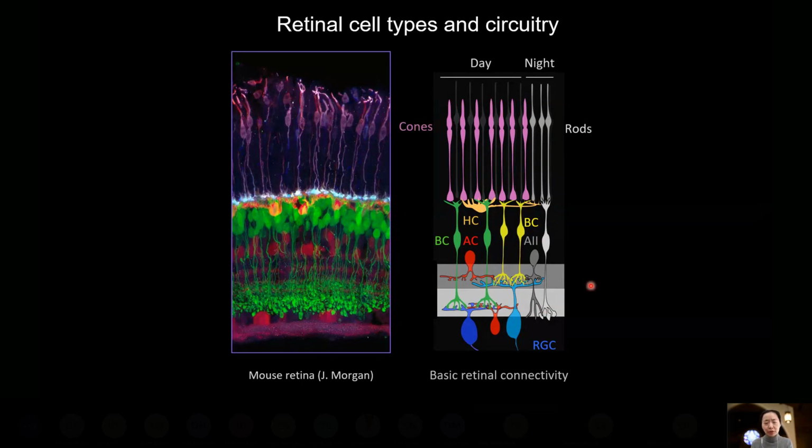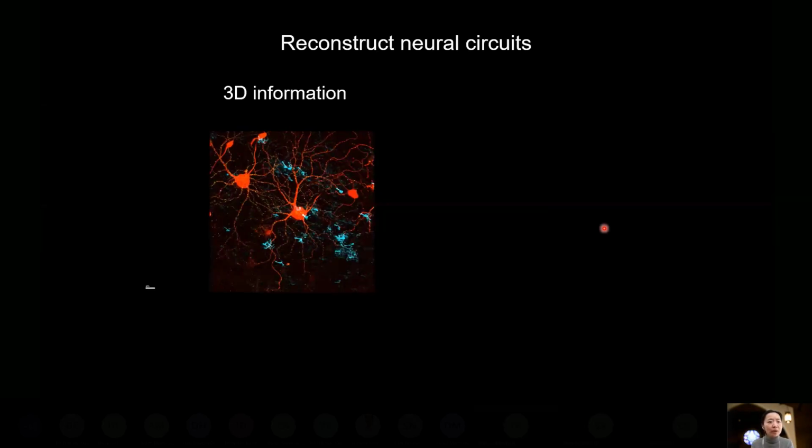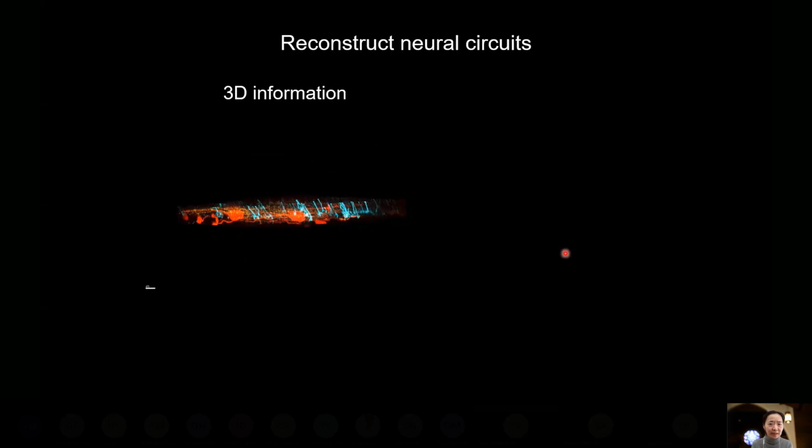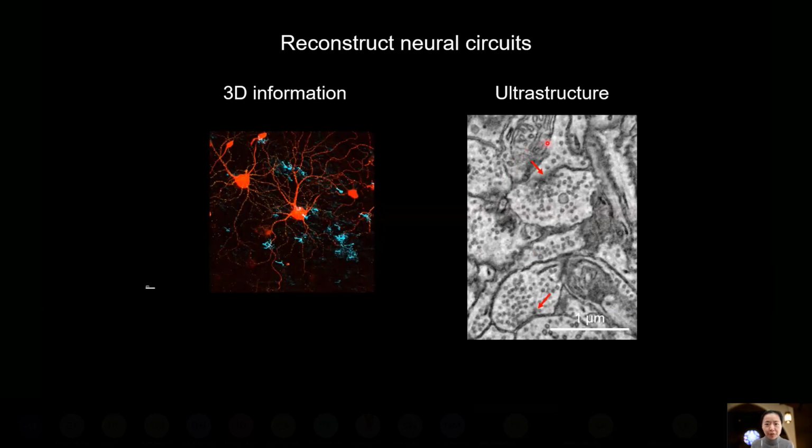So the laminar arrangement together with its diverse cell types makes the retina an excellent model for investigating the assembly, disassembly, and reassembly of the neural circuits. In order to study the neural circuits, we need to reconstruct the cells and their connections in 3 dimensions. And we also need to be able to visualize individual synapses, which are less than a micrometer. Electron microscopy is still necessary to reveal these synaptic connections at ultrastructural resolution.